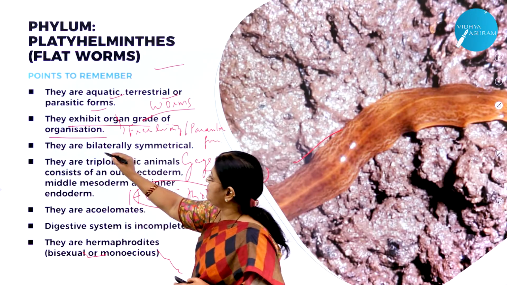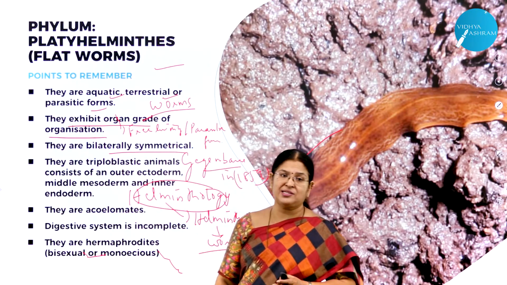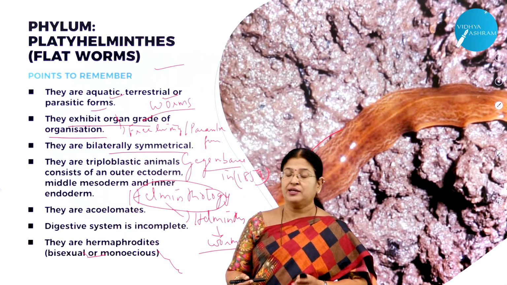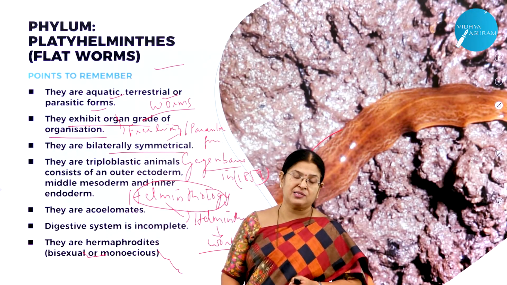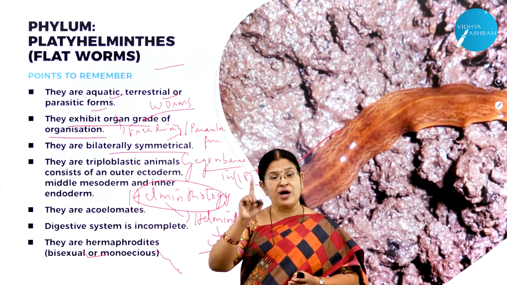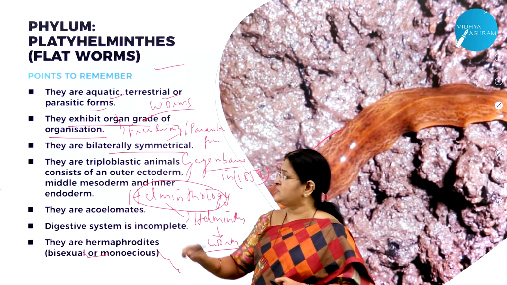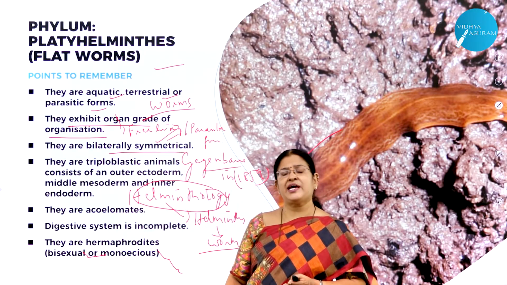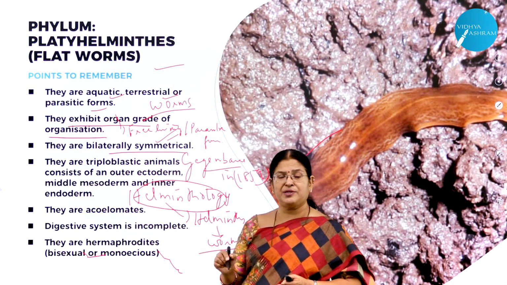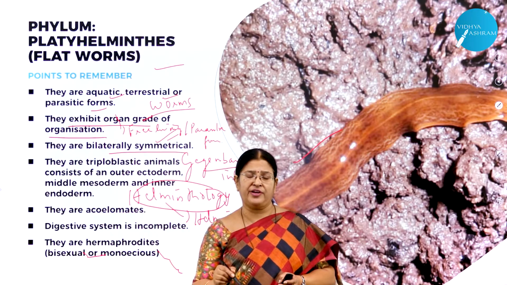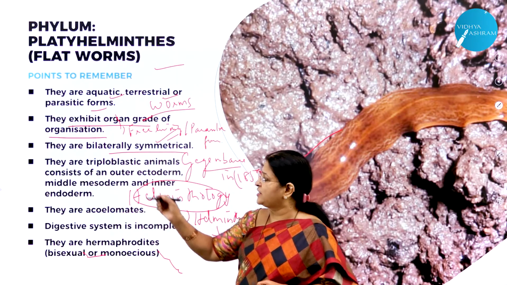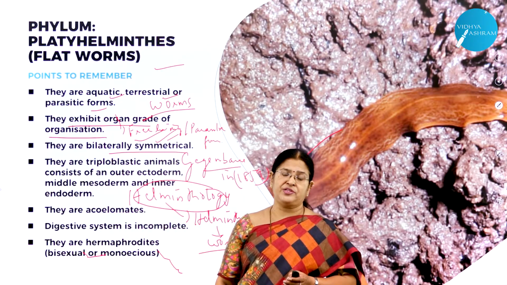So they are bilaterally symmetrical. What do you mean by bilaterally symmetrical? You can cut the body of an animal into 2 equal halves in one plane or in one direction. Hence the name bilaterally symmetrical. They are symmetrical animals and they are bilaterally symmetrical. That is, you can cut the body of an animal into two equal halves in only one direction. Very, very important characteristic feature of Platyhelminthes.